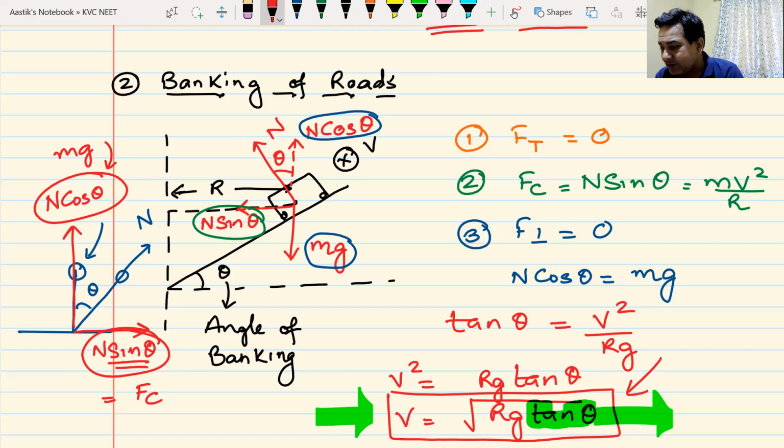On this note, I am going to wind up your class today. That is it on horizontal circular motion. In the next class, you'll start with motion in a vertical circle.